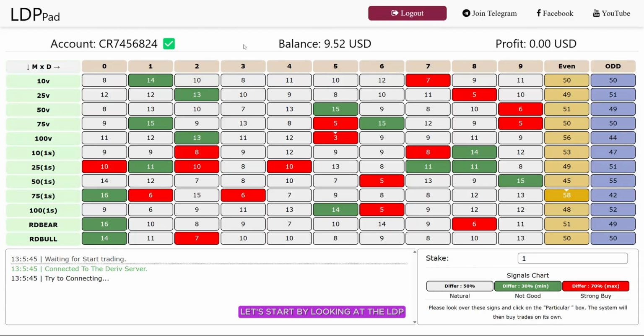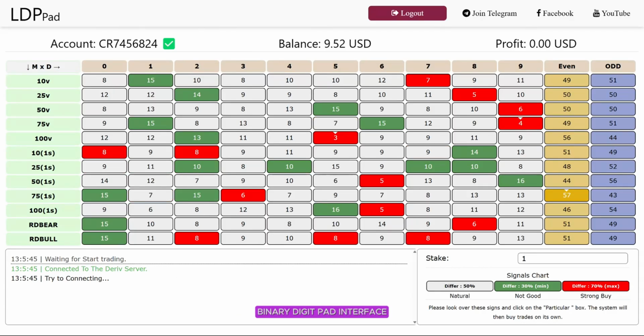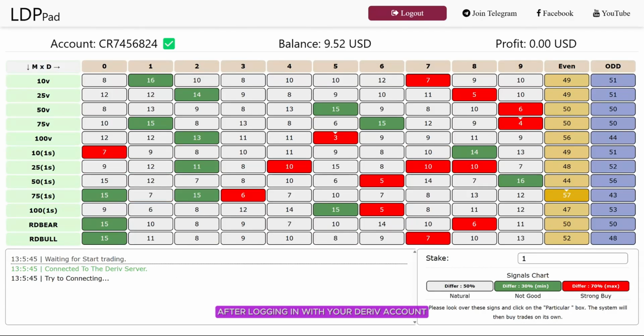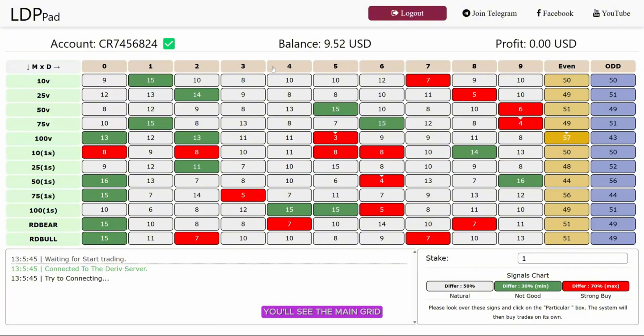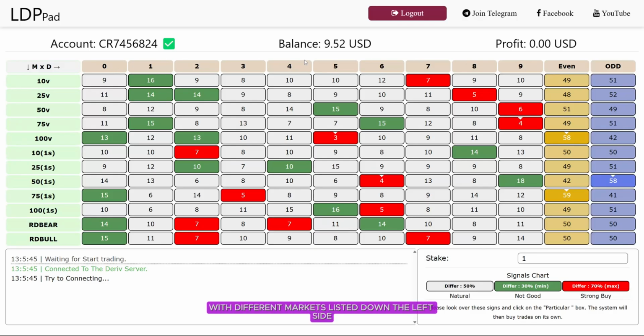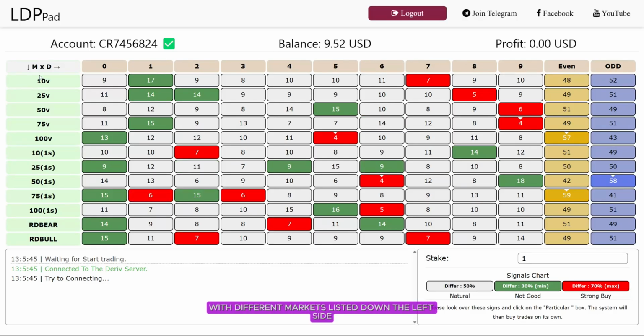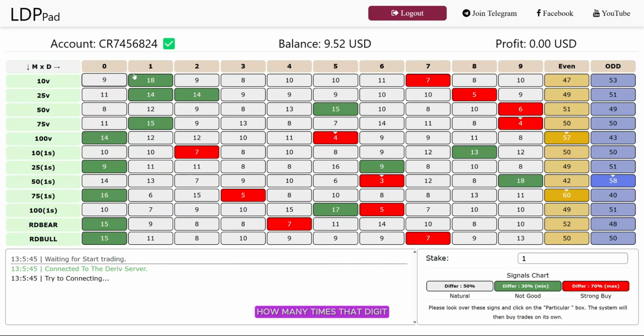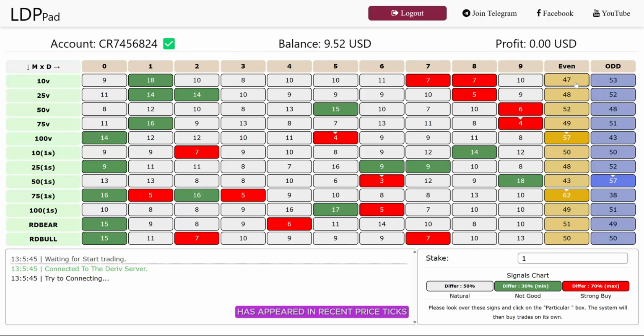Let's start by looking at the LDP Binary Digit Pad interface. After logging in with your Deriv account, you'll see the main grid displaying digits 0 to 9 across the top, with different markets listed down the left side. Each cell shows how many times that digit has appeared in recent price ticks.